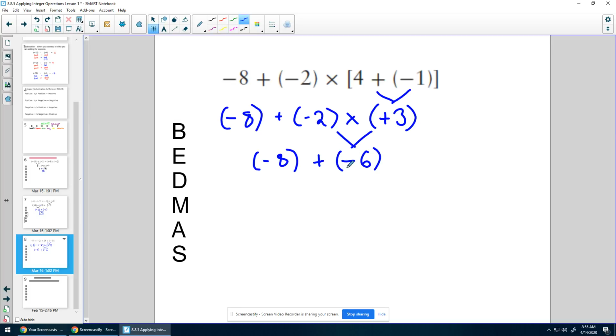Negative 8 plus negative 8, same team. Our negative is just going to get bigger. So that gives us negative 14.